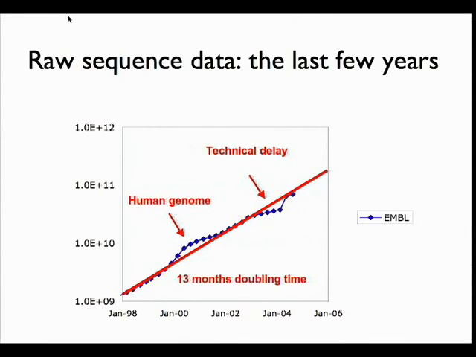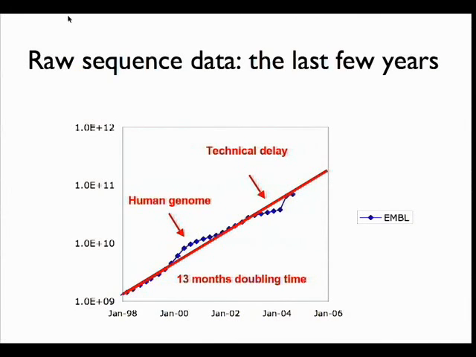So this is sequence growth. People may think we sequenced the human genome and then it all went away. It's not true at all. The assembled sequence is following pretty much a 13-month doubling time. It's been doing that for a long time. It's kept on doing it.